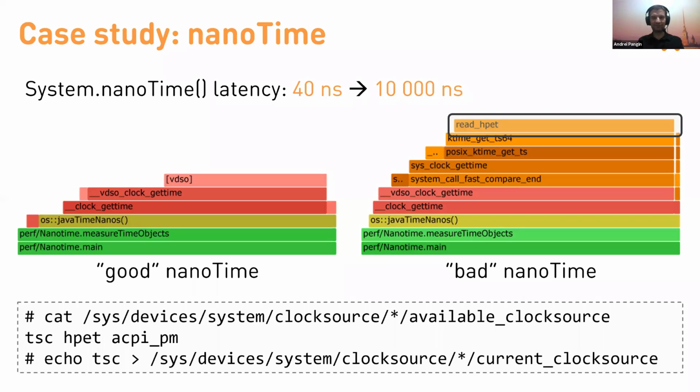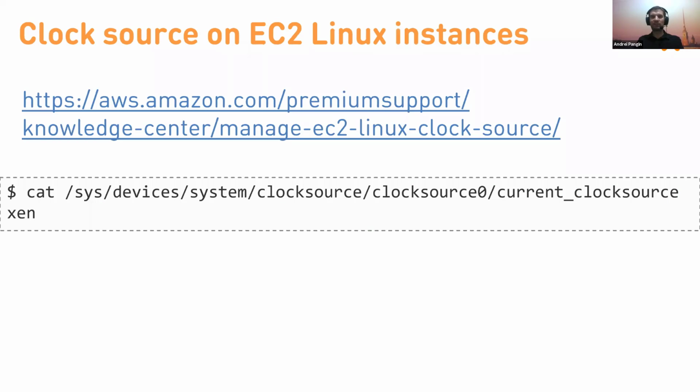I will not get into details. I just wanted to let you know that there are different clock sources. And for example, if you run applications on Amazon EC2 using Xen virtualization, be aware that the default clock source there is Xen, and you can experience the same problem of slow nanoTime there. And by following the link, you'll find a post on how to tune the clock source on EC2.